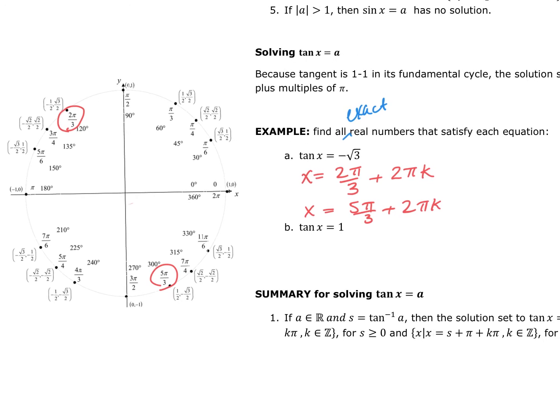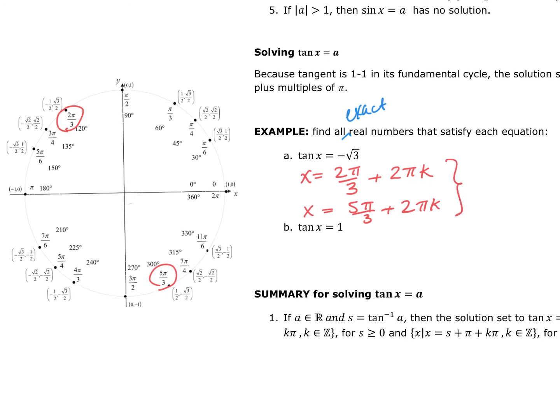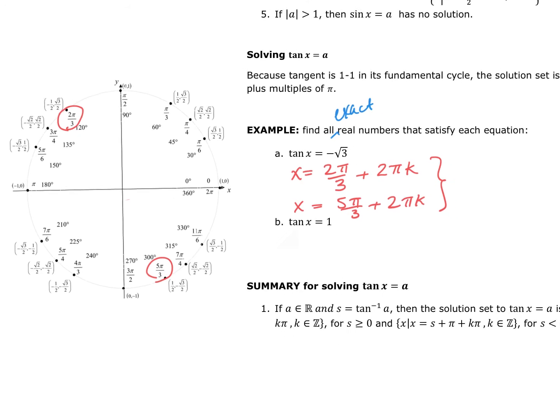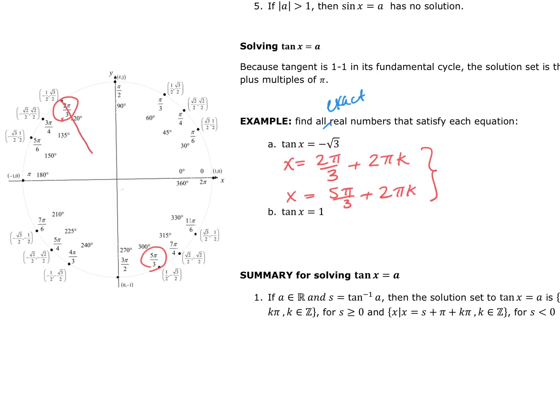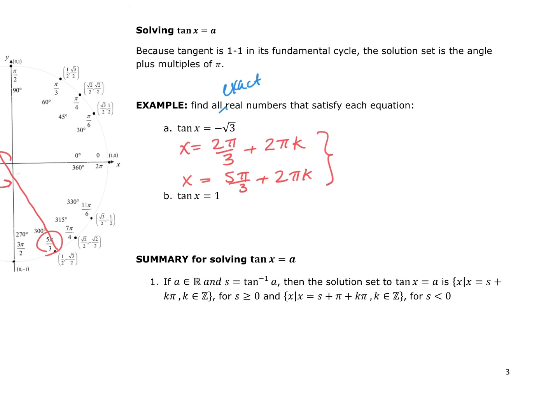Now the thing about tangent is that I can write it like this and it's totally right. But I also can combine these because I realize the difference between 5 pi over 3 and 2 pi over 3 is a difference of pi. I've got a difference of pi between those two. So I can combine this into 2 pi over 3 plus just pi k. And that's also because the tangent has a period of pi. So they're not necessarily coterminal now, but we do know because tangent has a period of pi, I can combine these into a single solution.